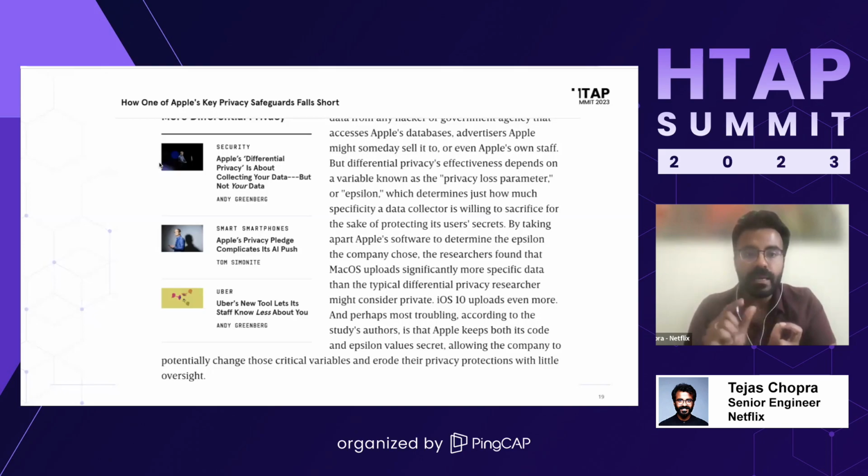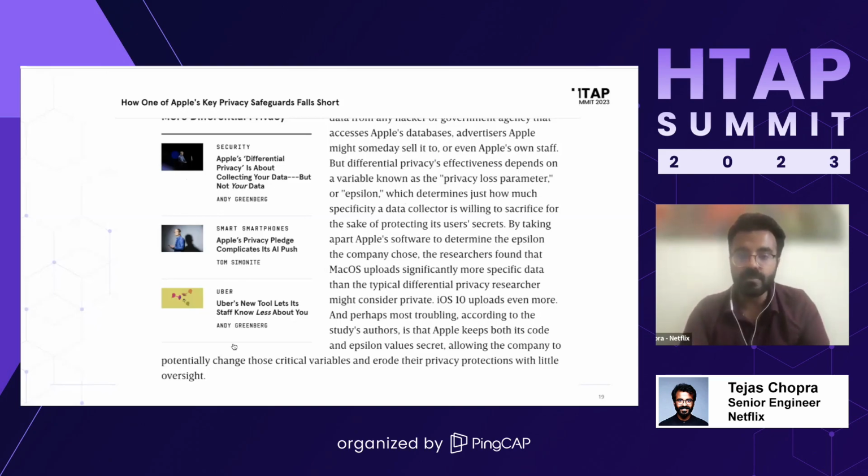That variable is called the privacy loss parameter, or epsilon, which determines how much a data collector is willing to sacrifice for the sake of protecting its user's secret. Someone broke into Apple's code and back calculated that this epsilon value is very high, which means that although Apple claimed to be working on technologies that were differentially private, they actually leaked a lot of privacy. So this, in short, explains what differential privacy implies.